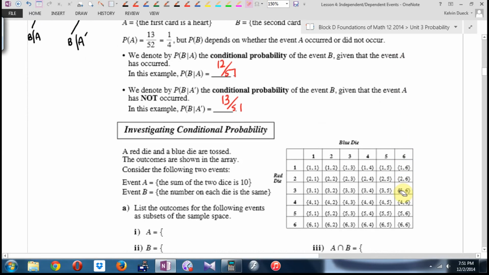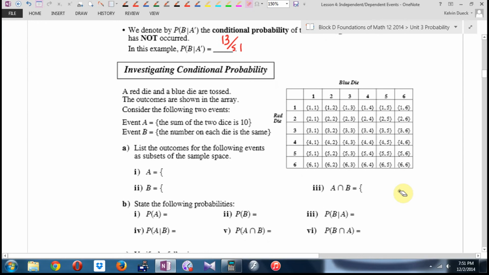Let's look at this a bit more. Conditional probability. A red die and a blue die are tossed. So here are the possible outcomes. You can get a pair of ones, you can get a 1 and a 2, a 4 and a 3, you can also get a 3 and a 4. Here is a sample space showing all of the outcomes.